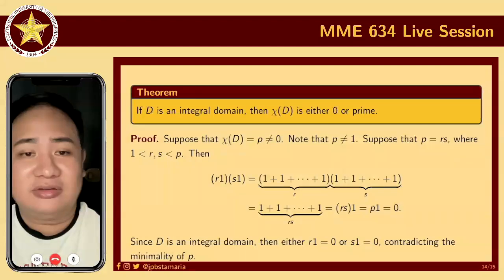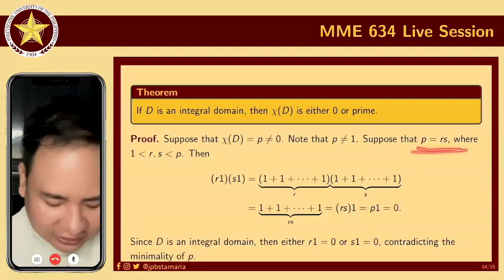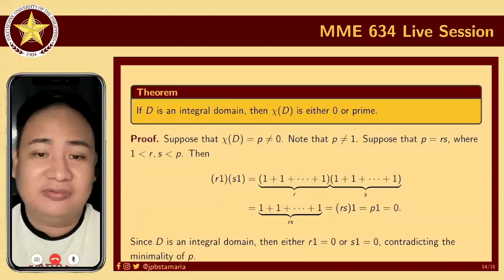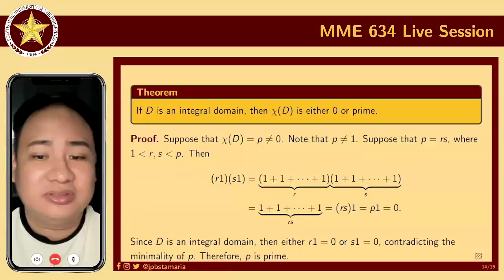Therefore, it cannot be that P is not prime. Kasi ang ibig sabihin nitong suppose that na ito, P is not prime, di ba? So therefore, the conclusion is that you cannot factor it in a non-trivial way. Therefore, P must be prime.